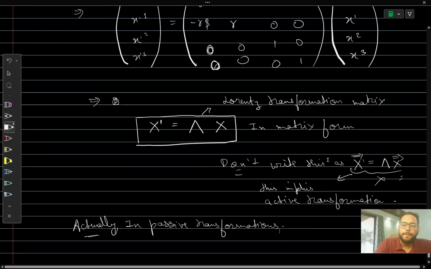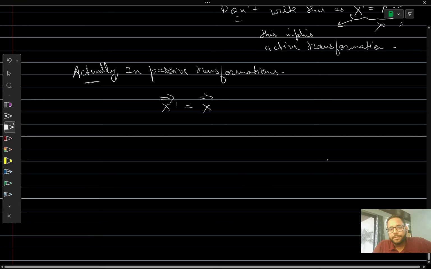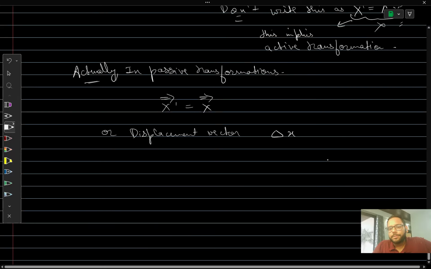In passive transformations, the x vector always remains the same, or say the displacement vector. If I talk about the displacement vector between points A and B, it will remain the same.